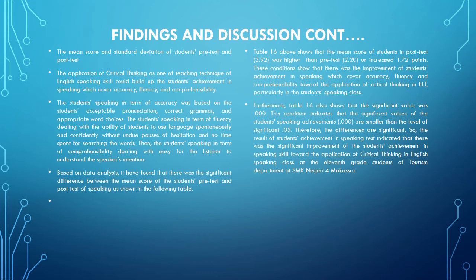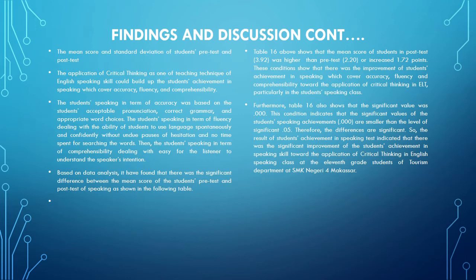The student speaking in terms of accuracy means the students have proper pronunciation, correct grammar, and appropriate word choices. The student speaking in terms of fluency deals with the ability of students to use language spontaneously and confidently without undue hesitation and no time spent searching for words. Then, the student speaking in terms of comprehensibility deals with how easy it is for the listener to understand the speaker's intention.